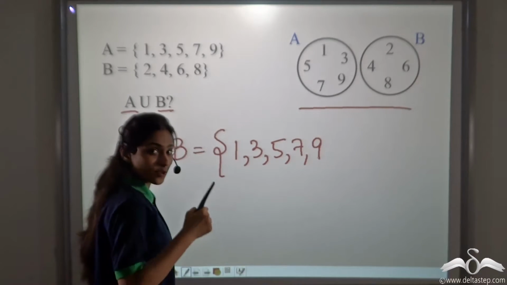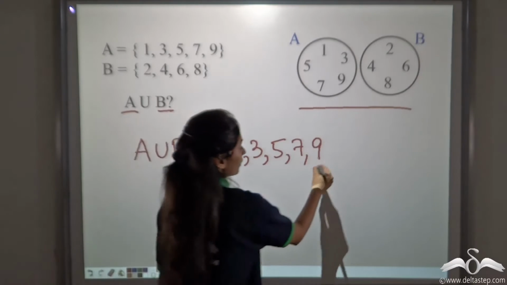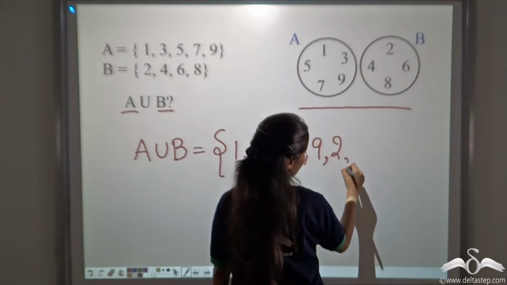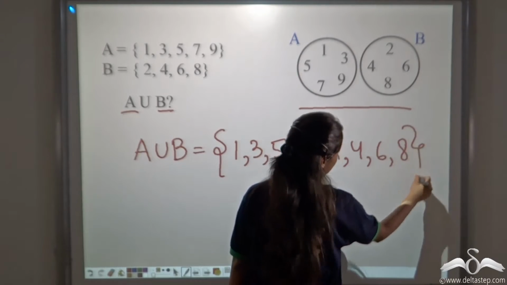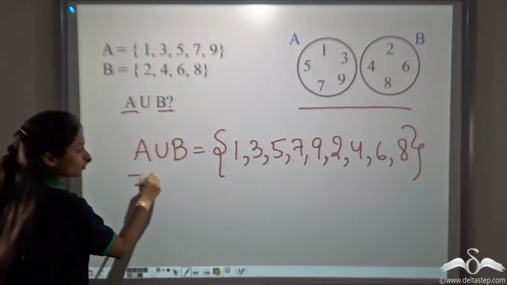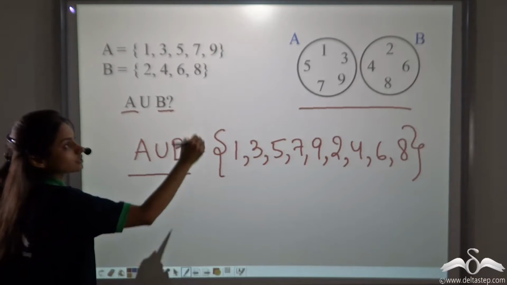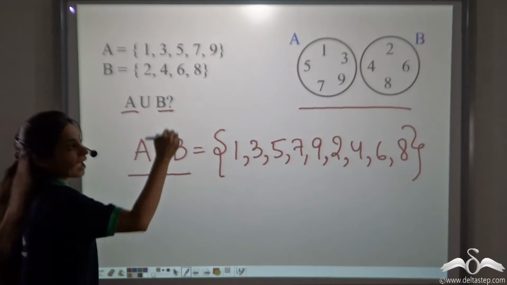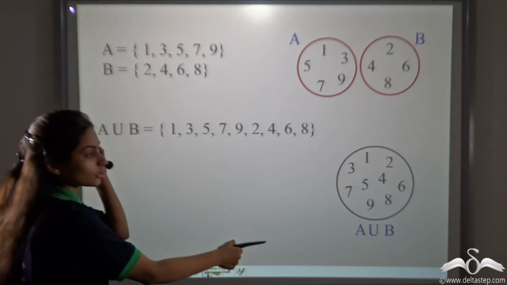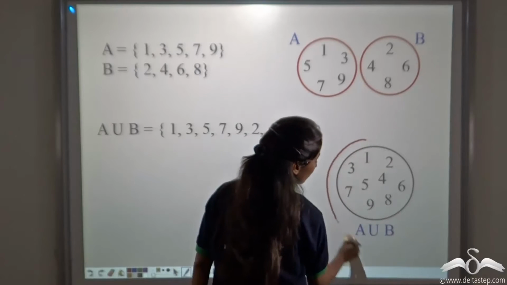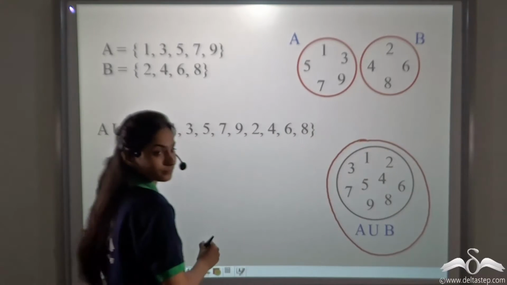In the union of sets, we also write the elements of B. So we continue as 2, 4, 6 and 8. So this gives us the answer of A union B. Union means putting the elements of A and B together in one set. So here it looks like this in a Venn diagram.